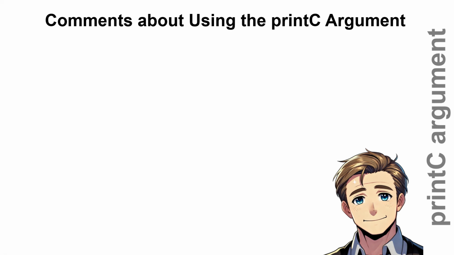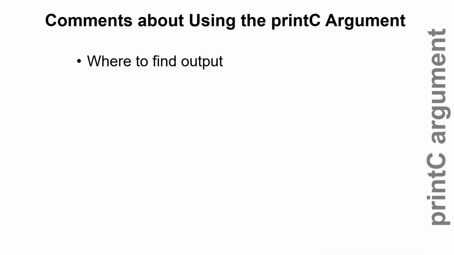Now, some final comments about using the printC argument. Number one, where to find an output. In my example, the argument, when I used it with the frequency C function, outputted the table and figure to my documents folder. That was my default working directory when I was creating that output. Yours might be different, so read the note in the console when you're using the function to find where it's outputted, and then navigate to that directory or folder.